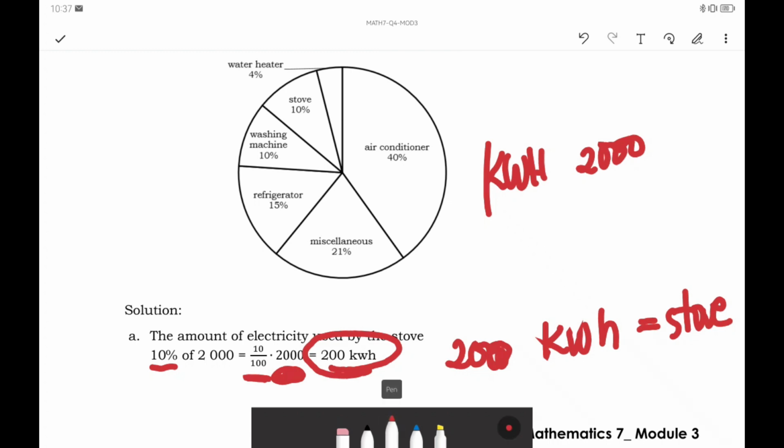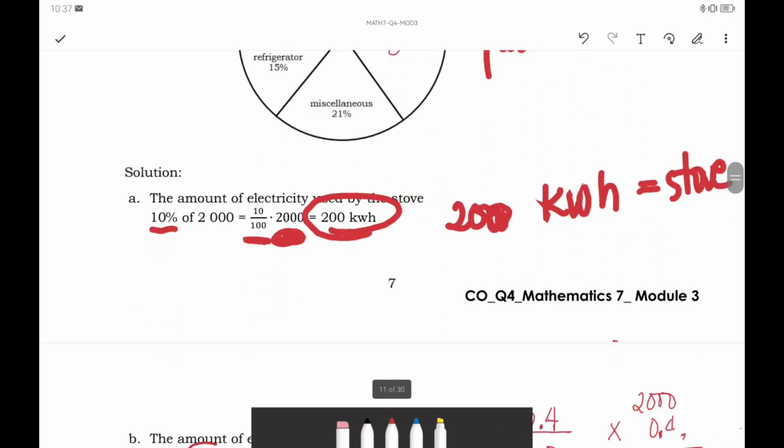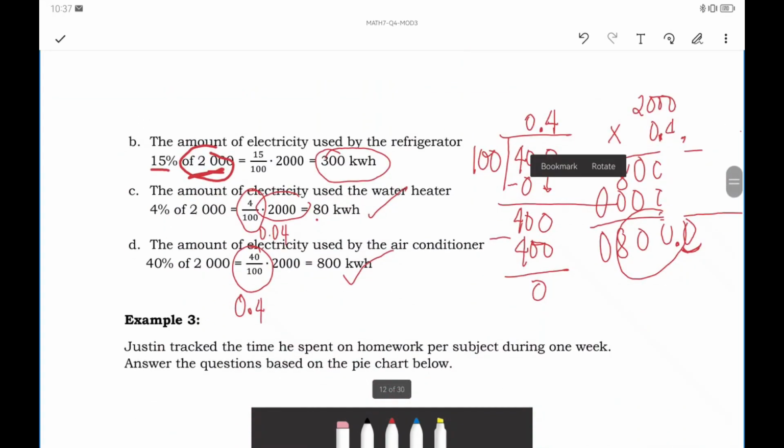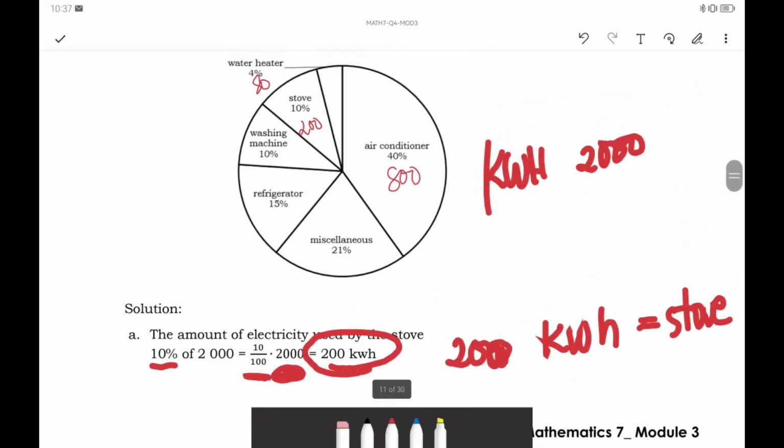So for air conditioner, we have 800 kilowatt. For the stove, we have 200 kilowatt. For water heater, we have 80 kilowatt. And for the refrigerator, we have 300 kilowatt. So that is the answer.